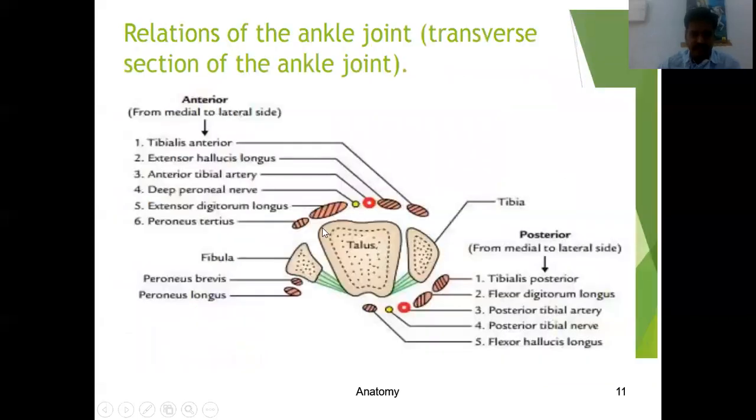So, a very nice diagram. You can see the structures in front of and behind the ankle joint. These are the relations: the tendons of the muscles accompanied by the neurovascular bundle, the deep peroneal nerve and anterior tibial artery, the posterior tibial artery and tibial nerve with these tendons. So that's about the ankle joint relations.